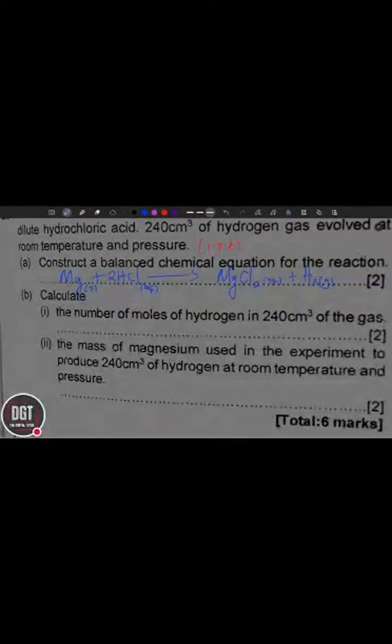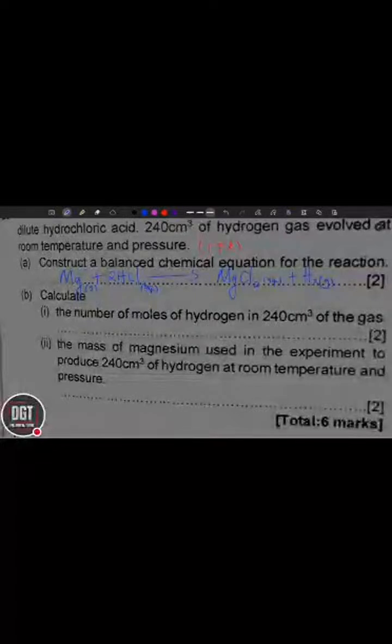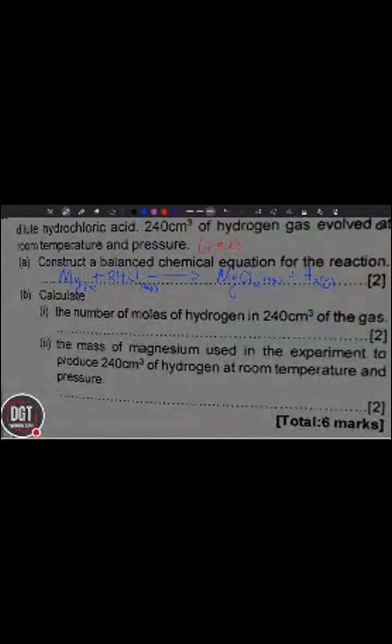So for B, calculate, that is Roman numeral 1, the number of moles of hydrogen gas in 240 centimeter cubic of the gas. So now, I'm not able to see anyone who has calculated the number of moles. Is there someone who has calculated it already? You get to share. I'm reading the comments right here. I can only see Smithy's chemical equation, but I'm unable to see the number of moles of hydrogen. So how do you find the number of moles of hydrogen? Number of moles, N, of hydrogen. How are we going to find it?